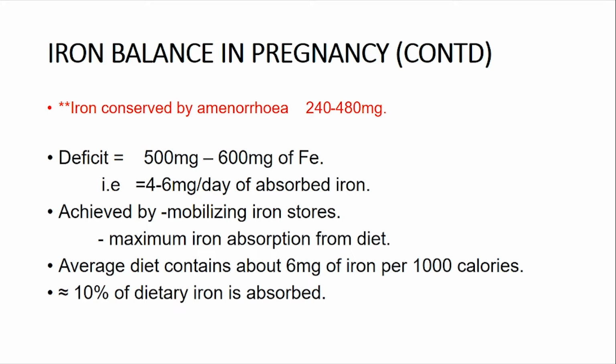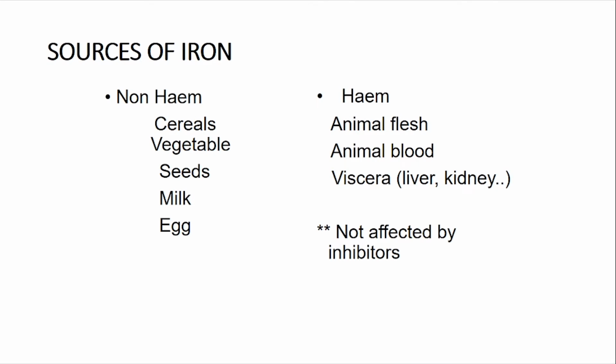An average diet will contain about 6 milligrams of iron per 1,000 calories, and about 10% of dietary iron is absorbed. What are the sources of iron? The sources could be divided into heme and non-heme sources. The non-heme source includes cereal, vegetables, seeds, milk, and egg. While the heme source includes animal flesh, animal blood, and also viscera like the liver and the kidney.